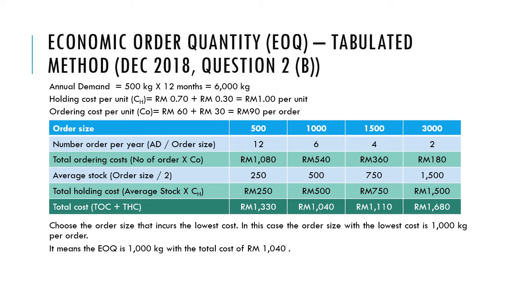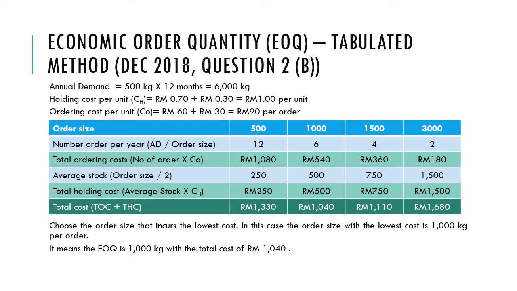For each ordering, every time I order, I have to pay 90 ringgit. So if I order 12 times per year, times 90 ringgit, I need to pay a total of 1,080 ringgit of ordering cost if my order size is 500 units. If I order 6 times a year, I only need to pay a total of 540 ringgit, 90 times 6. The same goes for the order size of 1,500. I only need to pay 360 ringgit, 4 times 90 ringgit. And if I order 2 times a year, I only need to pay 180 ringgit.